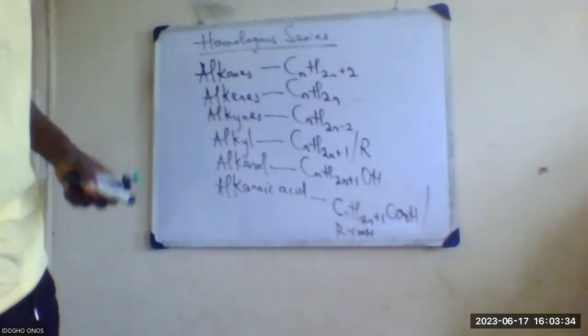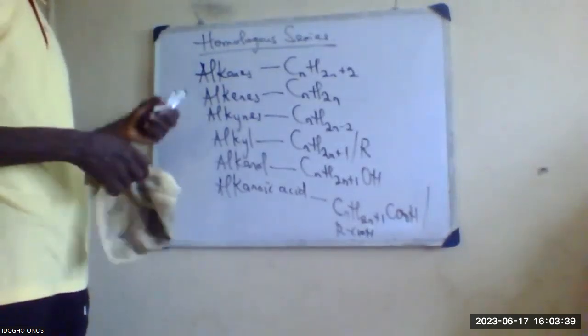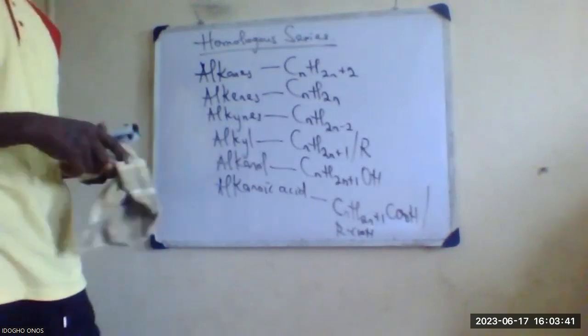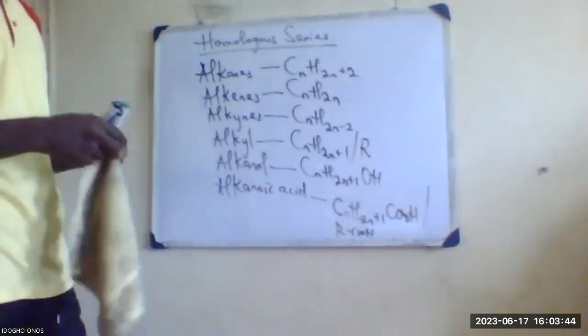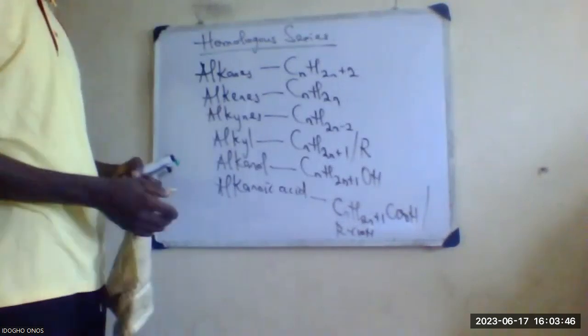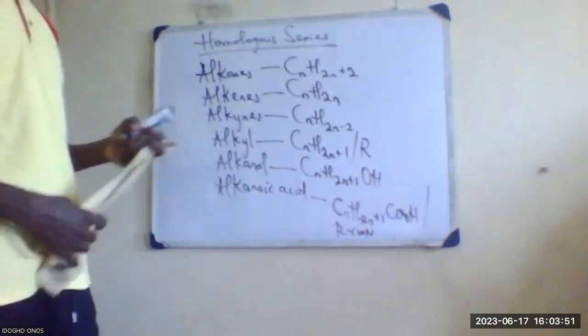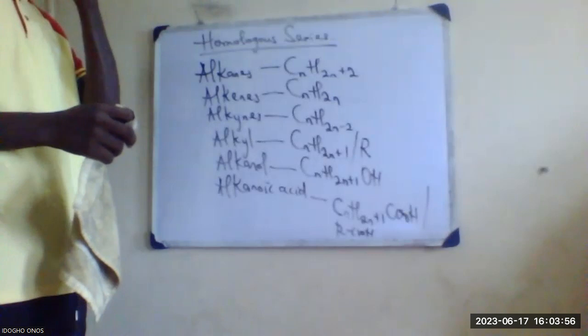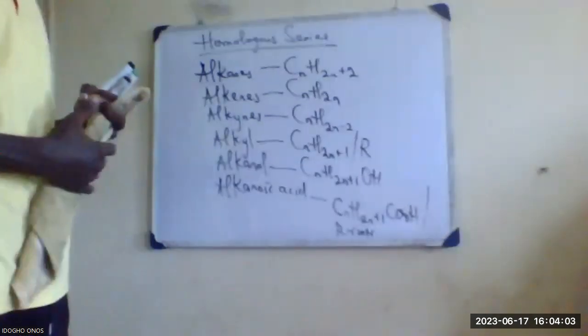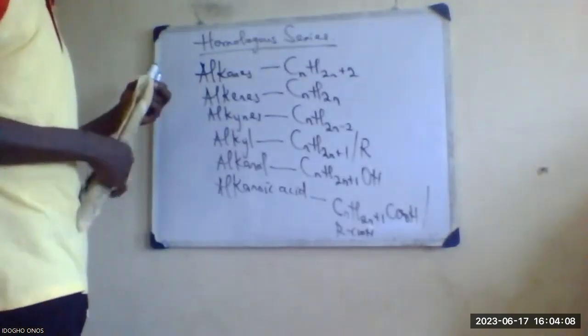Another property is that they all have similar chemical properties. Like the alkenes, their properties are similar. So methane has similar properties to butane and the rest. Then their physical properties vary slightly as the number of carbon atoms increases. That is another thing to note about the homologous series.